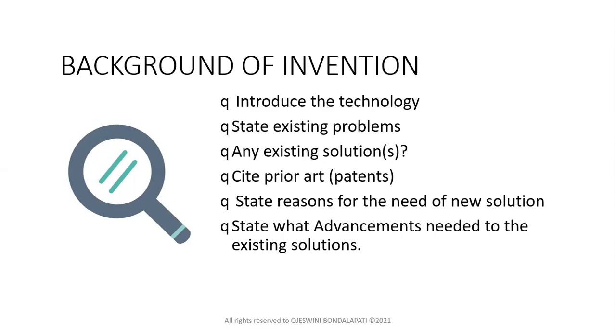And also the reasons for the new solution may not be in your questions, because I never came across them providing the necessity for the new solution. But they might just say there are still limitations in the existing solutions, then that comes. So why you need the solution? Because there are some limitations in the existing solutions. That comes under the paragraph. And advancements needed and everything. You can just introduce your invention with one sentence.